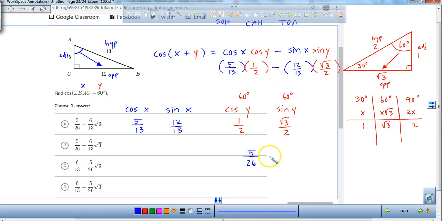There's a minus. Okay. We have 12 radical 3 over 26. Now this fraction can reduce. Not the 5 over 26, that can't reduce. But I can take half of the 12 and get 6, and take half of the 26 and get 13. There's my answer. Looks like my answer is going to be, oh, there it is right there, answer choice A.